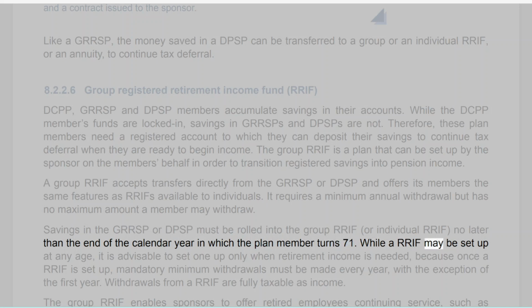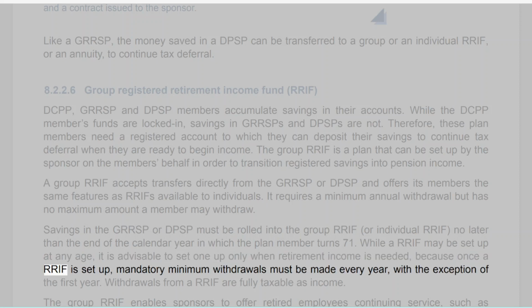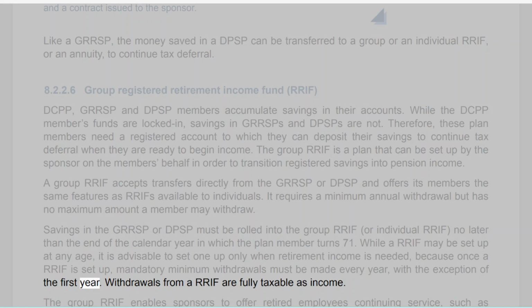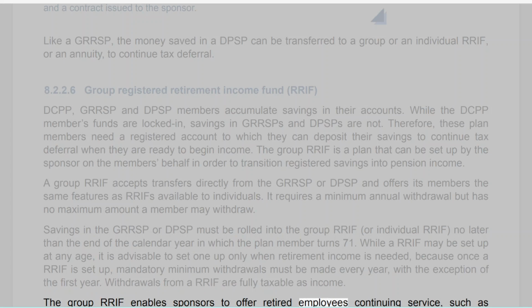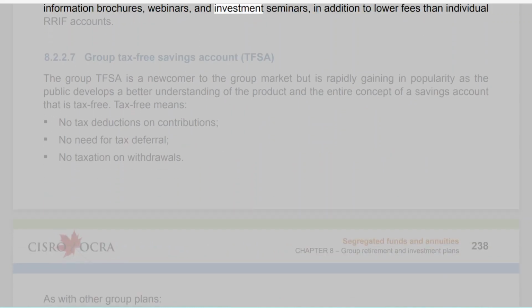While a RRIF may be set up at any age, it is advisable to set one up only when retirement income is needed, because once a RRIF is set up, mandatory minimum withdrawals must be made every year, with the exception of the first year. Withdrawals from a RRIF are fully taxable as income. The Group RRIF enables sponsors to offer retired employees continuing service, such as information brochures, webinars, and investment seminars, in addition to lower fees than individual RRIF accounts.